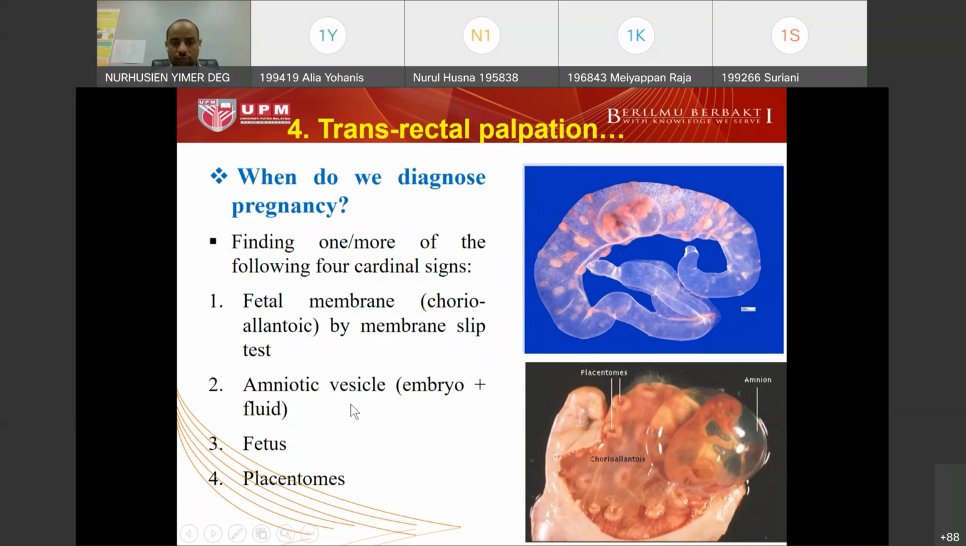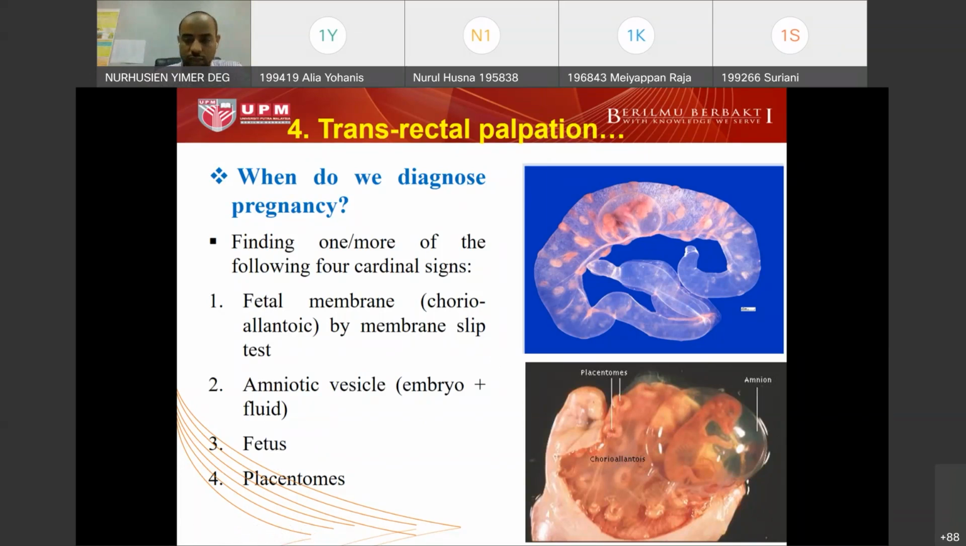The next thing is to check for the presence of the amniotic vesicle. This amniotic vesicle includes the embryo proper, the embryo itself, and the amniotic fluid that surrounds the embryo. Together, that is the amniotic vesicle. This is an important parameter to be checked during early stage pregnancy, all right? Especially number 1 and number 2, these are very important and relevant findings to be checked during early stage pregnancy. Number 3 is a fetus, obviously.